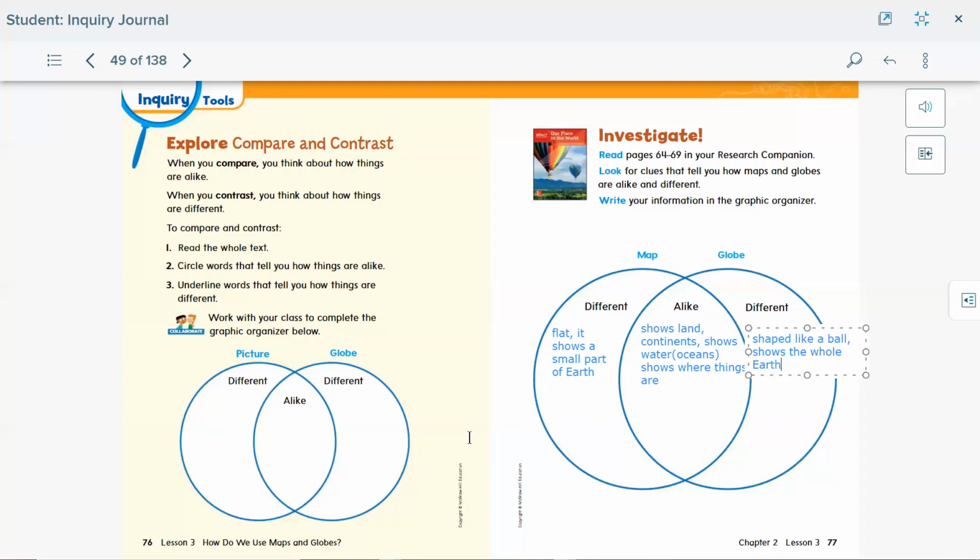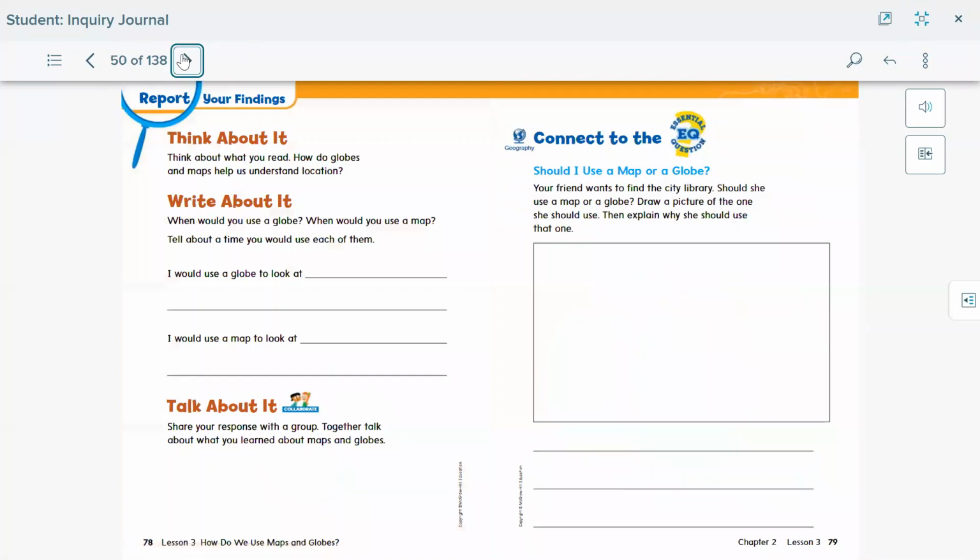All right. Okay, so you can always pause, take your time to write the answer that you like to add. Let's turn the page. All right, let's see what we have, page 78.